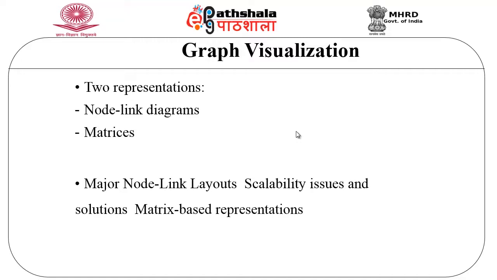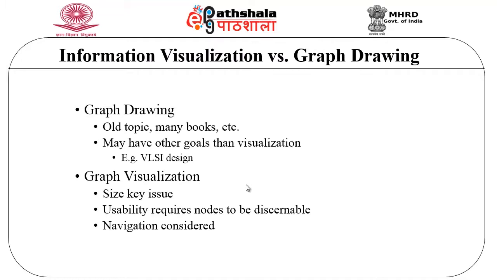If you look at graph visualization, there are two different representations for graphs. One is a node link diagram, the other one is a matrix diagram. Usually, node link layouts are popularly used, but they have some scalability issues, and that is solved by the matrix based representation of graphs.